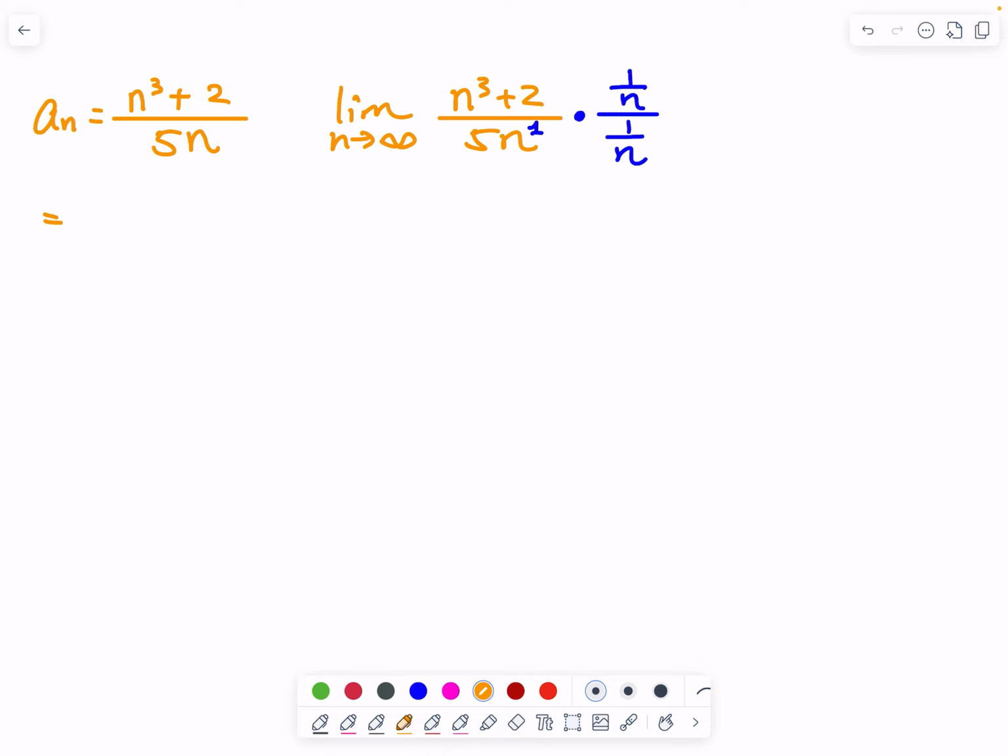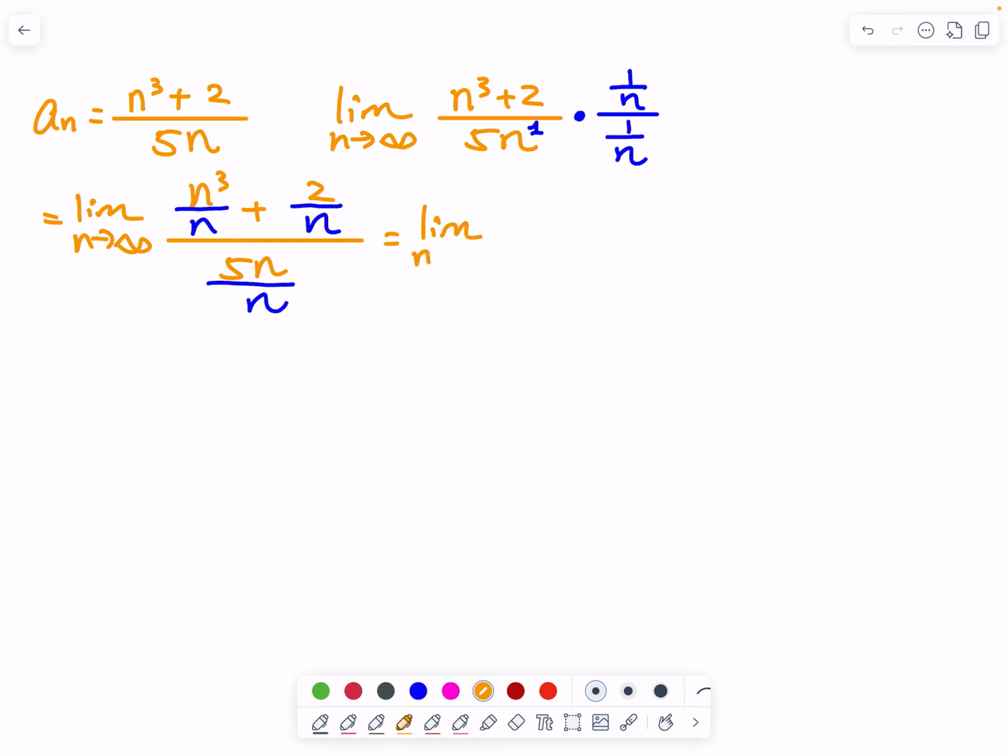Okay, keep working. That equals the limit as n approaches infinity of (n to the third power plus 2) divided by 5n. Divide each term by n. And then what do I get? I have the limit as n approaches infinity of (n squared plus 2 over n) divided by 5. And then what happens when n goes to infinity? You have infinity plus 0 divided by 5, which equals infinity.